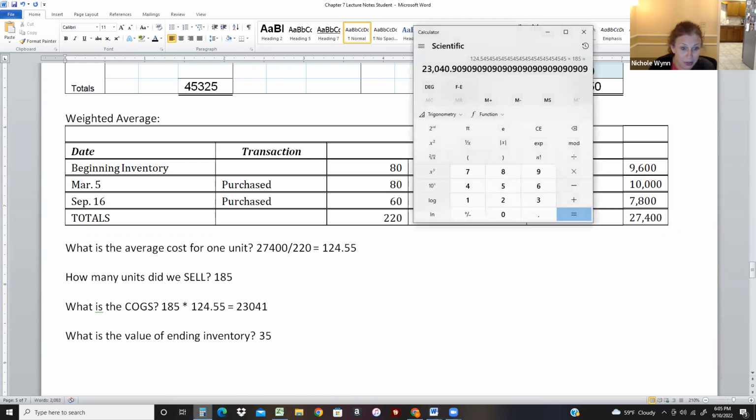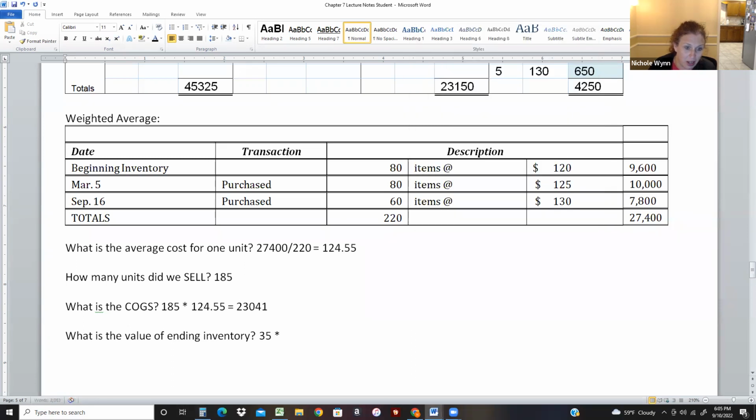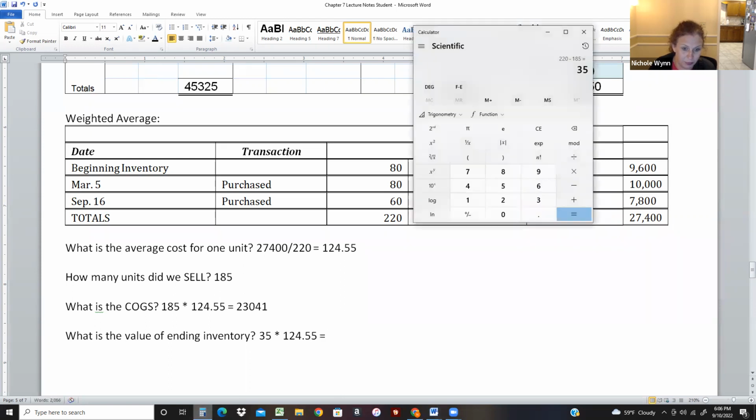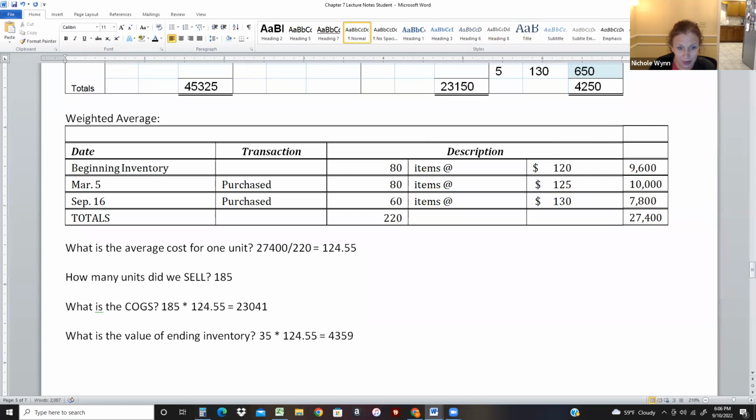And I remember that from above, but the way you would find that is 220 available. You sold 185. So you've got 35 left times 124.55. And so we'll do 4,359. And just to check myself, these two numbers added together are always the total cost, because all units are either sold or not sold. All units are either sold or not sold. Yes, correct, Claire.